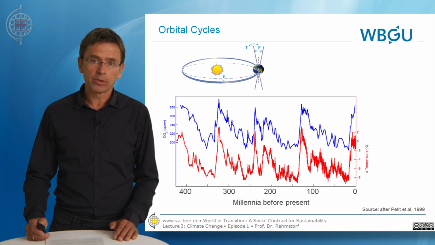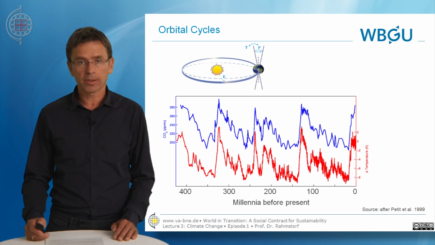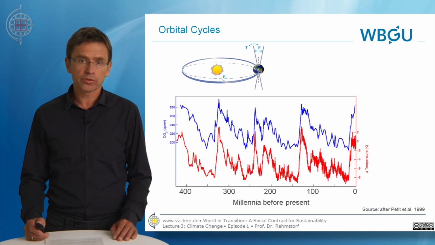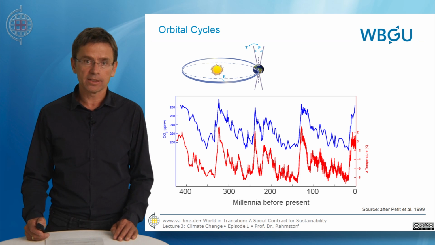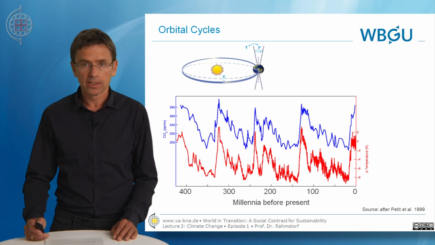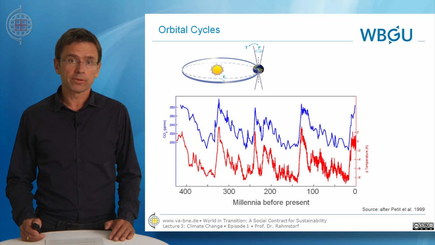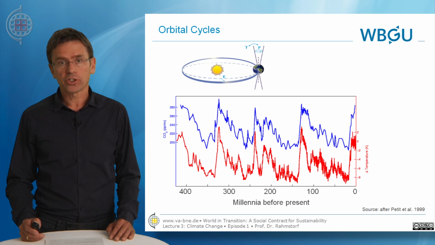And the blue curve shows the variation in carbon dioxide concentration in the planet's atmosphere. The red curve shows the temperature in Antarctica during 4 of those cycles over 400,000 years. And you see that although the driving force here is a kind of sinusoidal cycle, the resulting climate change has more of a sawtooth pattern.